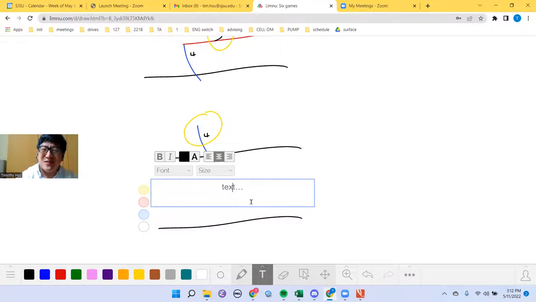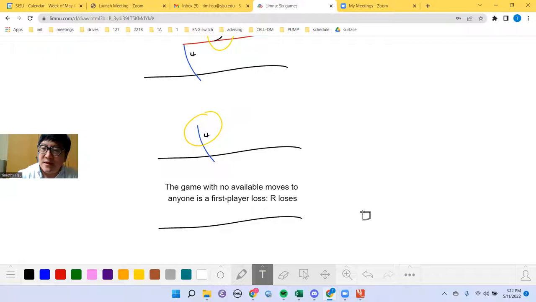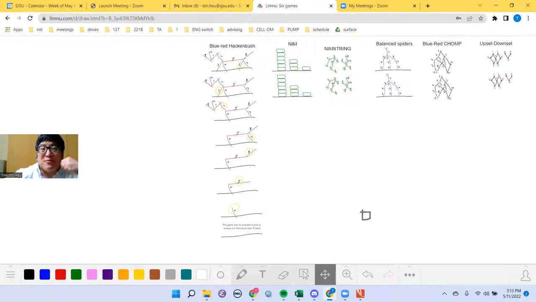Anyway, the game with no available moves to anyone is a first player loss. And unfortunately, red is the first player, so red loses. In other words, L wins. Okay, so yay! Triumph, there we go. I love it. Old school. An honorable effort on everybody's part. Okay, so that's how you play Blue-Red Hackenbush.